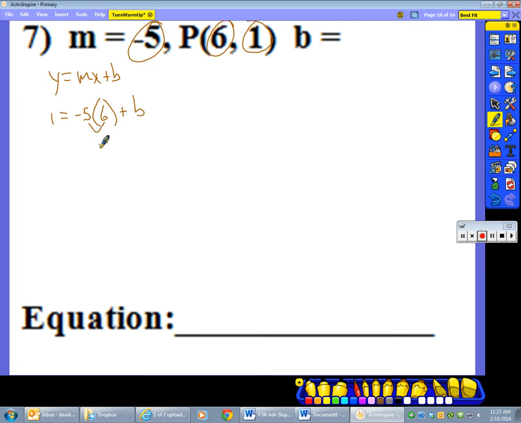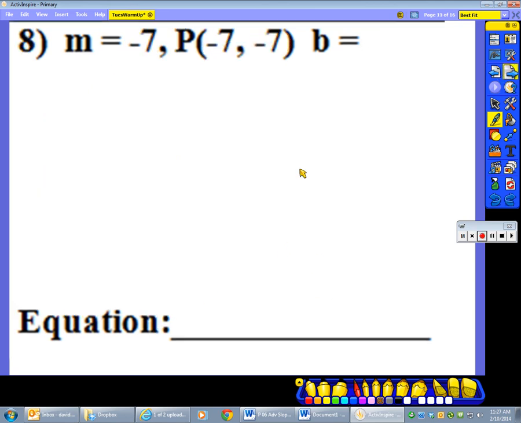So a negative 5 and a positive 6 is going to be a negative 30. Bring down everything else. And I'm going to add 30. That's the inverse of a negative 30. And I'm going to add 30 over here. So I'm left with 31 equals b. So my answer, my equation, is y equals negative 5x plus 31. And so let's move on to the next one.